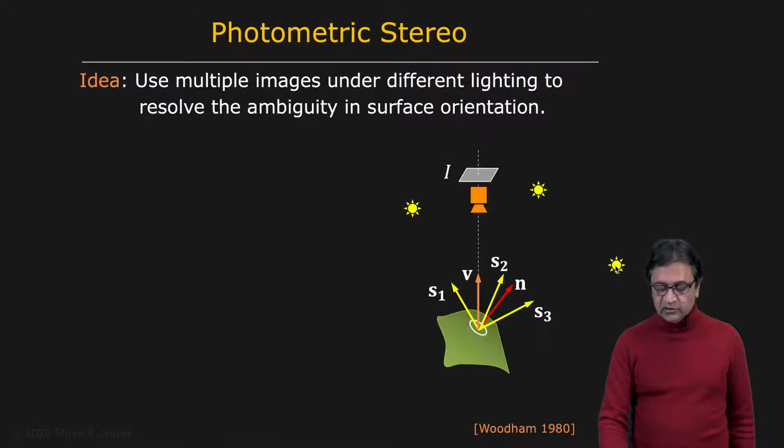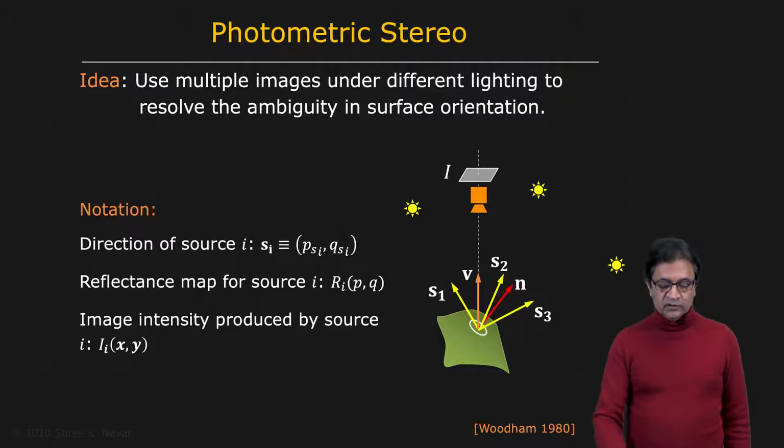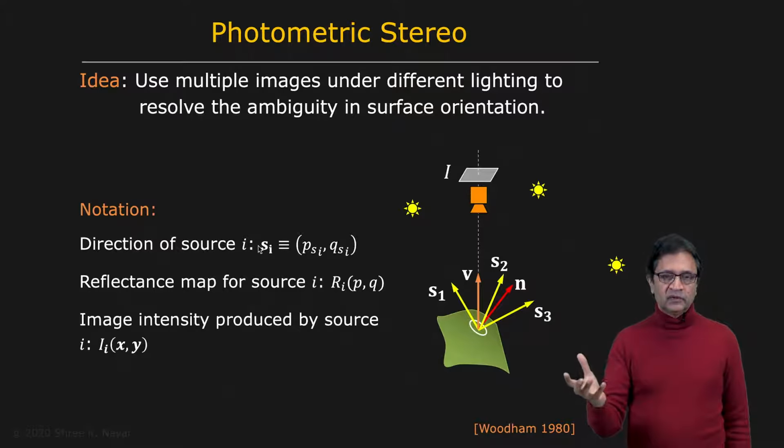Okay, so we're showing 3 light sources in the directions S1, S2, and S3. Let's assume that the point of interest right now has a normal N, and the viewing direction is, of course, V. So we have several light sources in the directions Si, that's PSi, QSi, each one of them. And for each one of these light sources, we of course are assuming we know the reflectance properties of this material, the surface. For each one of these light sources, we compute a reflectance map. That reflectance map is Ri(p,q).